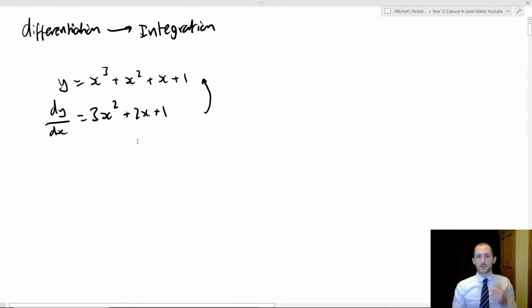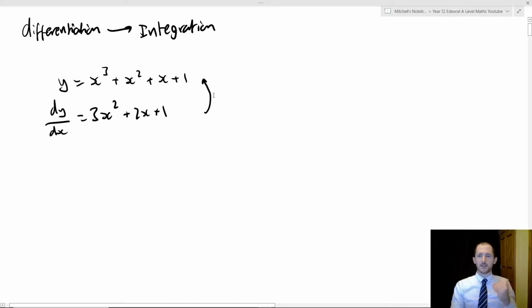Now you might ask yourself, okay, so when we took the second derivative, that could tell us the nature of turning points, right? So if we have dy by dx, it tells us an equation for the gradient. If we equate it to 0, we can find out where the gradient is 0, and we call those turning points. If we differentiate it again, we can find out if those turning points were maximum, minimum, or points of inflection.